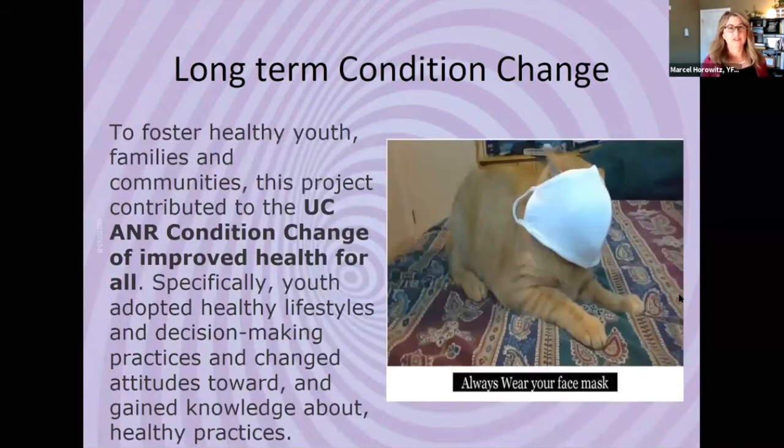And then looking at the long-term condition change, how does this tie into what we're doing? So improved health for all. Next.